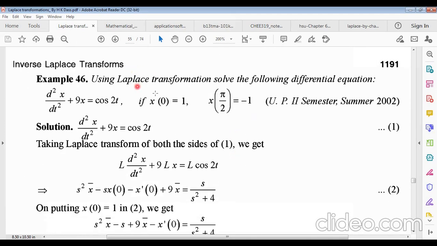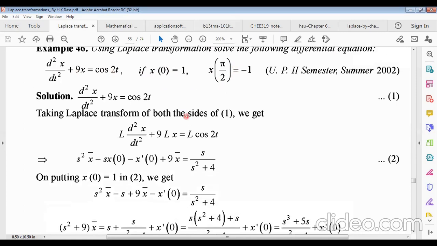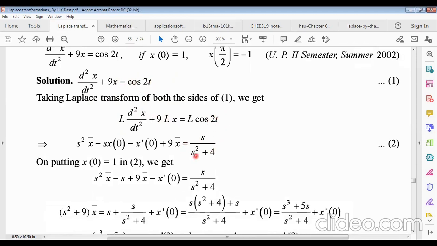Now another one, using Laplace transformation, solve the following differential equation. Similarly, second order differential equation with given two initial conditions. Now taking Laplace transformation of this, actually here dependent variable is x and independent variable is time t. Okay, so taking Laplace transformation on both sides, we get Laplace transformation of d square x by dt square plus 9 into Laplace transformation of x, and Laplace transformation of cos 2t. Cos 2t Laplace transformation is this, and this is the second derivative formula for Laplace transformation of x. So x bar is the Laplace transformation.